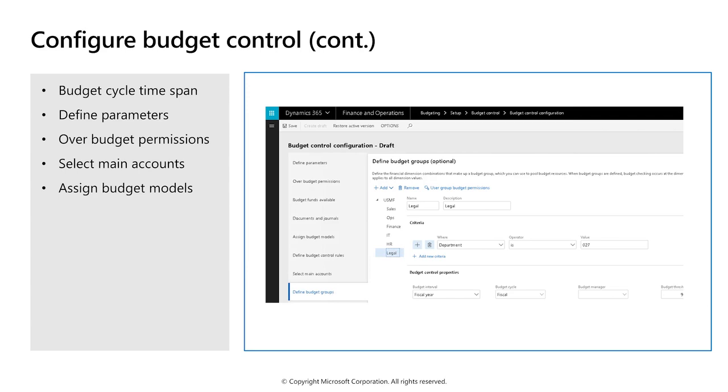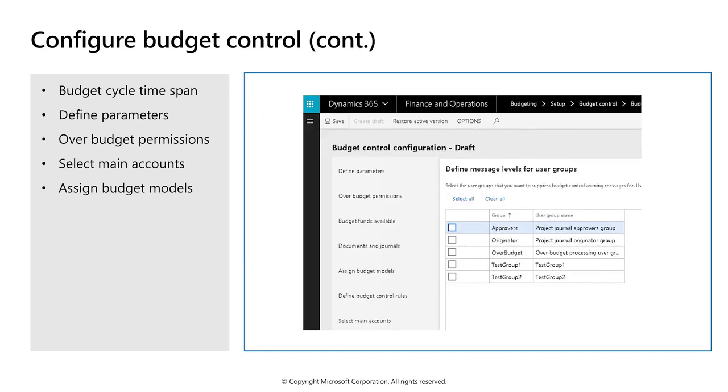To perform the secondary budget check, the over budget option for the budget group check setting in the user group budget permission page for the budget control role must be set to perform budget group check when budget funds are not available. If a user belongs to multiple user groups and you select one user group that includes the user, no warning message will be displayed for that user. In budget control, warning messages should be suppressed for any user group. We can specify those groups on the define message level page.